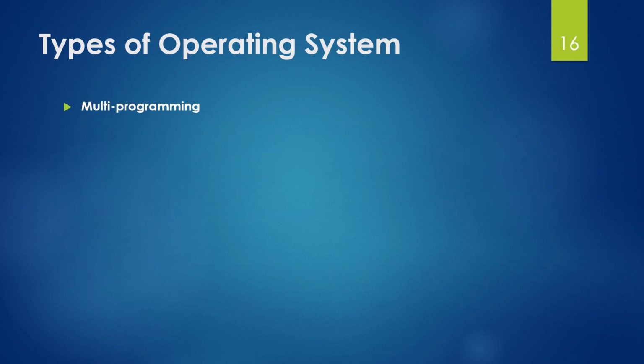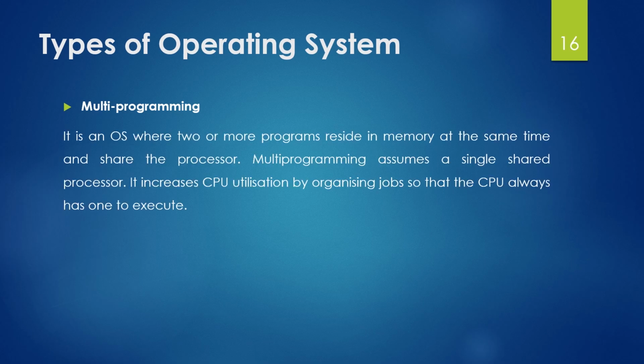Next one is multiprogramming. It is an OS where two or more programs reside in memory at the same time and share the processor. Multiprogramming assumes a single shared processor. It increases CPU utilization by organizing jobs so that the CPU always has one to execute.